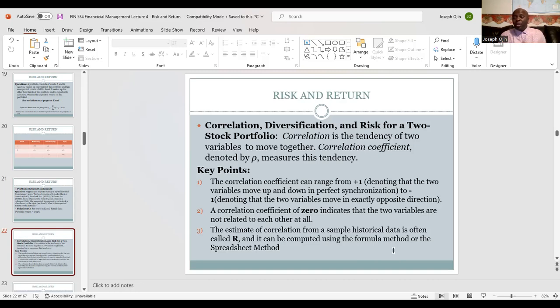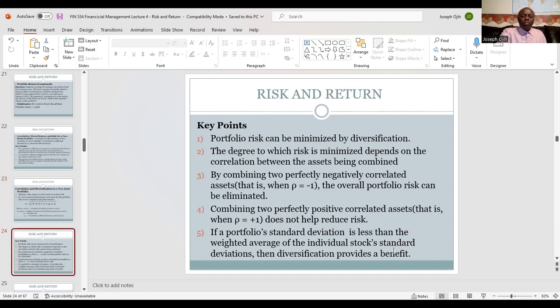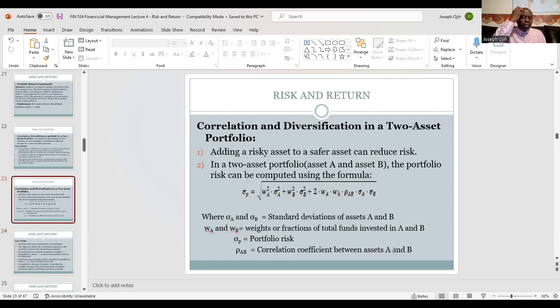We use a formula method, or we can use Excel method. Now, I want to show you the principle behind diversification, and also to show you the portfolio risk. Diversification reduces the risk, but it depends on how you diversify the portfolio. If the diversification is based on a portfolio that are positively correlated, it's not a good diversification. You're still going to lose a lot of money. But if they are negatively correlated, that's a good one. I'm going to show you that.